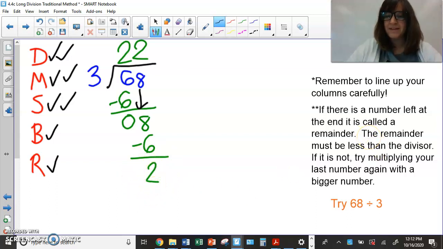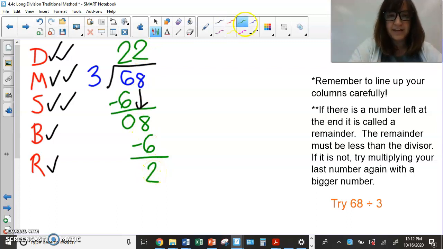Over here it reminded me that the remainder must be less than the divisor. So this number right here must be less than this number right here. If it's bigger, then you need to go back and try again and try to multiply it by a bigger number, okay? So the way I would write this number, it's 22 remainder 2.